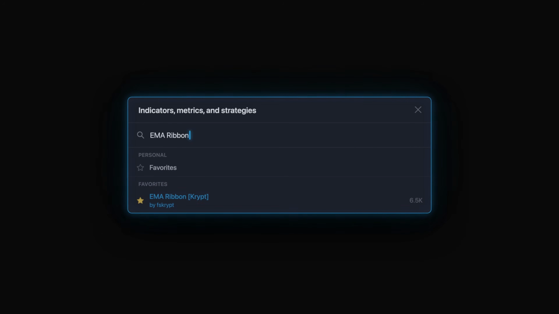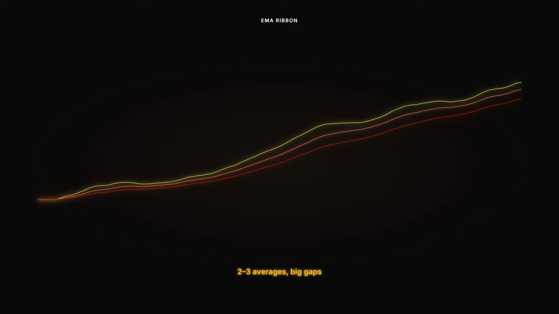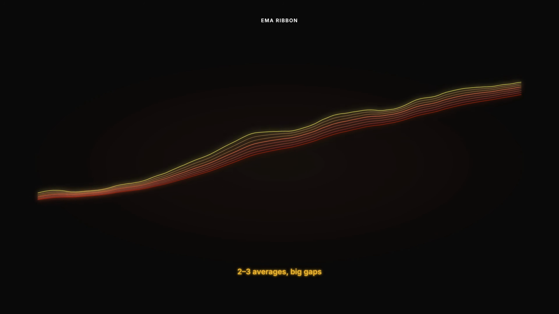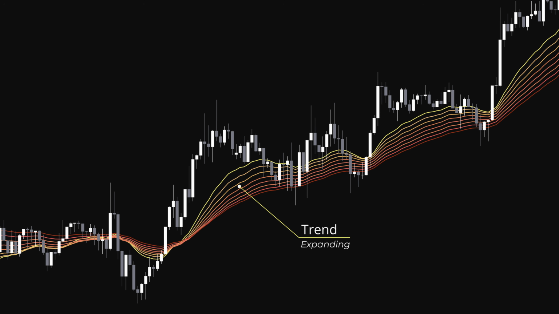For the demonstrations, I'm using EMA Ribbon by F-Script. It plots 8 exponential moving averages, periods 20 through 55, each one 5 apart. That tight spacing is the whole point. Instead of 2 or 3 averages with big gaps, you get a dense band that moves like a single object. When the market trends, the band fans out. When it ranges, the lines braid together.